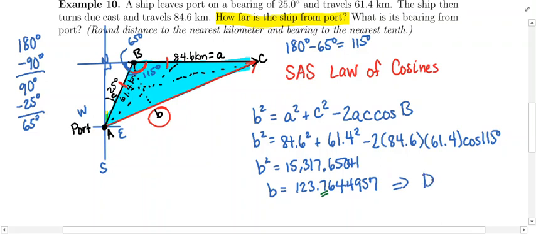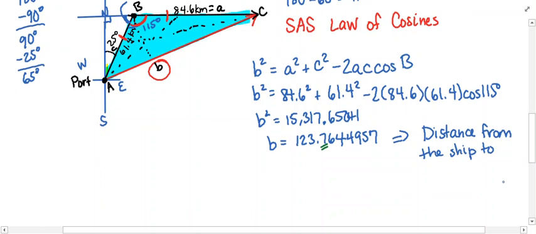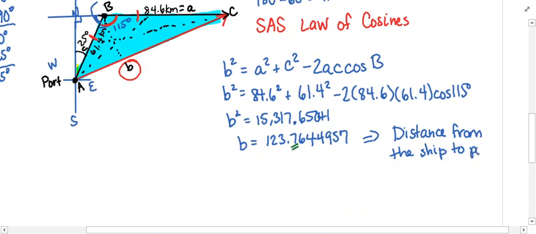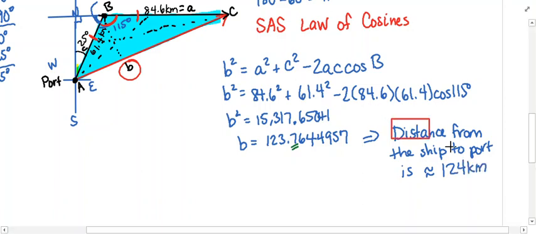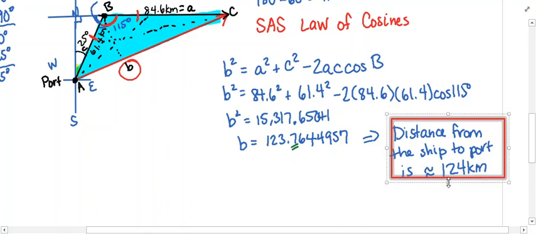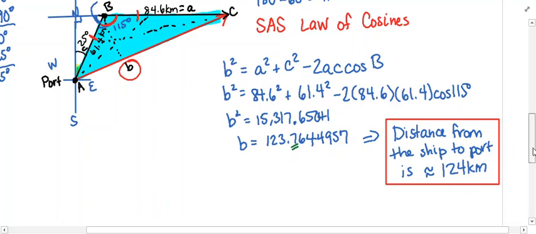Okay, so the distance from the ship to port is approximately 124 kilometers. Okay, you have to put units when you're doing these application problems. Okay, all right, there is a second question. Okay, so we have to go back and answer that.